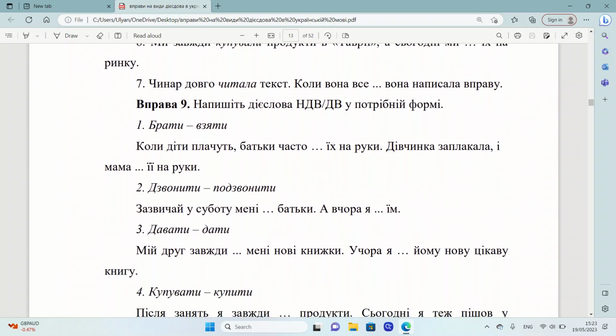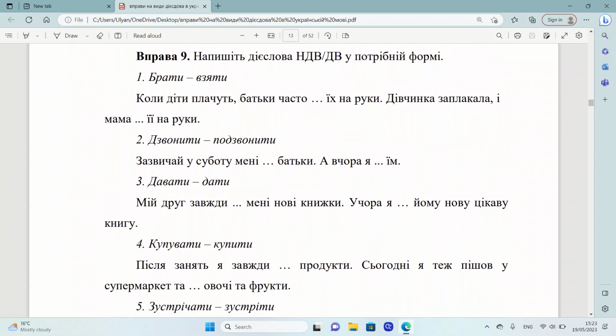Давати, дати, to give. So, мій друг завжди, so all the time, so дає, this is an irregular verb, the verb drops in the present tense, дає мені нові книжки. My friend always gives me new books. Учора я йому нову цікаву книжку. So yesterday I gave him a new interesting book. So дала йому нову цікаву книжку.